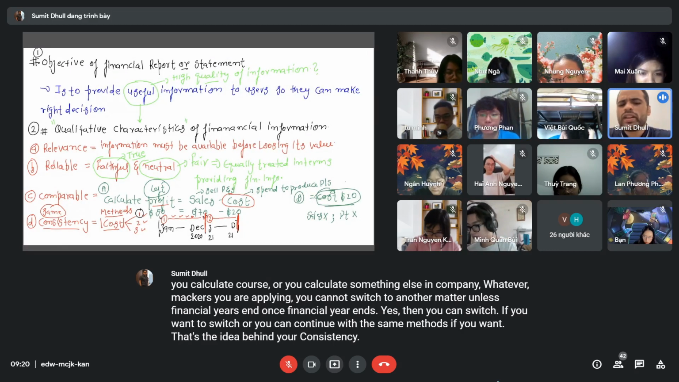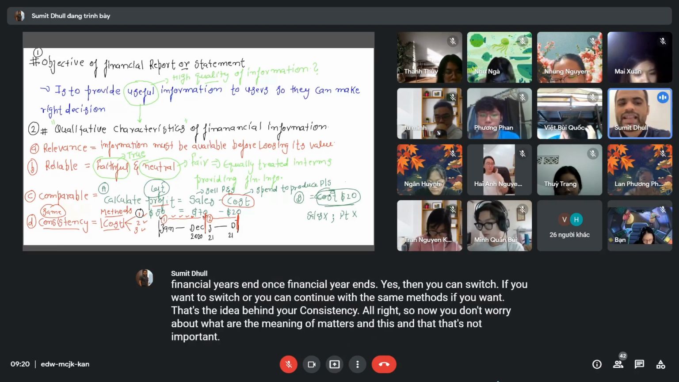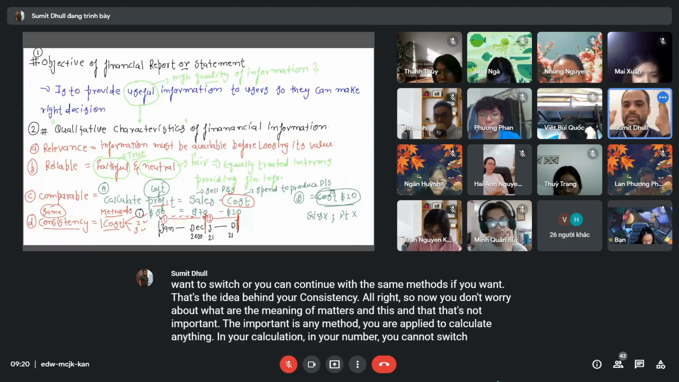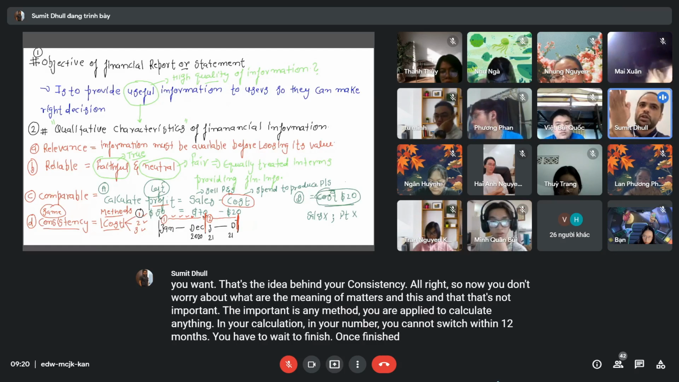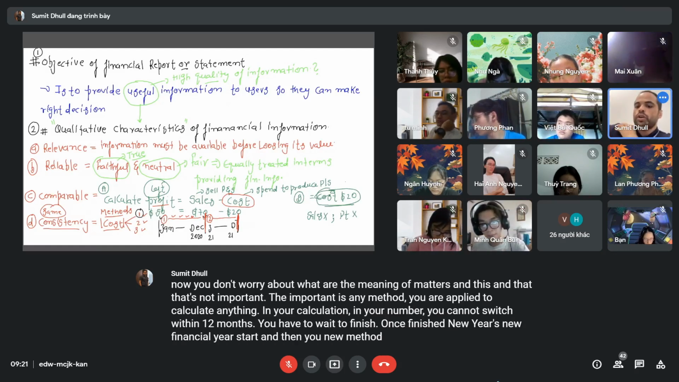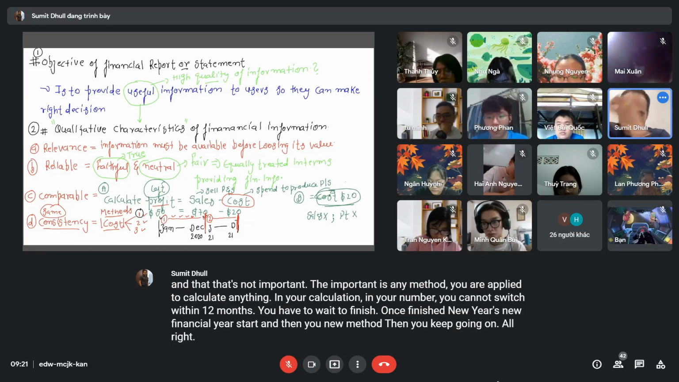All right, so now you don't worry about the meaning of the methods and this and that. That's not important. What is important is that any method you apply to calculate anything in your numbers, you cannot switch within 12 months. You have to wait to finish. Once finished, a new financial year starts, and then your new method, then you keep going on. All right. Everybody understand? Is that okay?